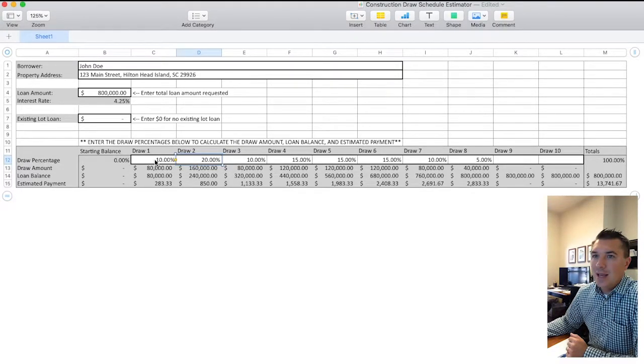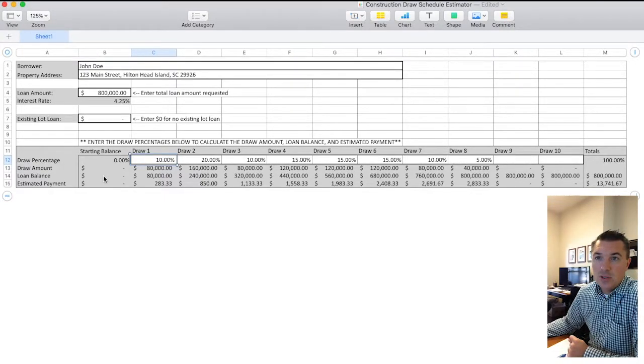So in this example, let's assume draw 1 is for 10%. That might be a deposit that's paid right at the beginning at closing or something like that. But basically, if we have 10%, 20%, 10%, 15%, and so on for different draw percentages, how would my balance grow and how would the payments work on something like that? So in this example, we basically have an $800,000 loan, 4.25% is the interest rate. We know the payments are going to be interest only.